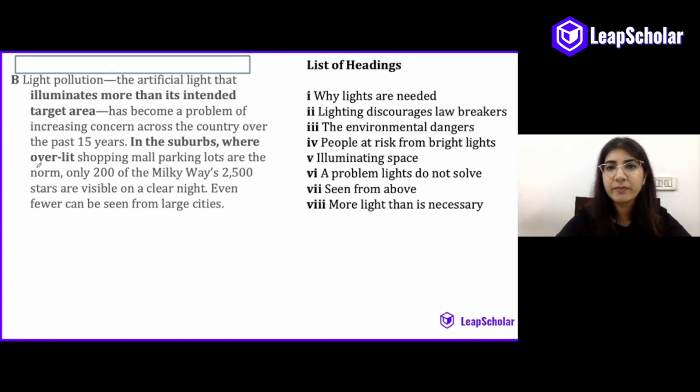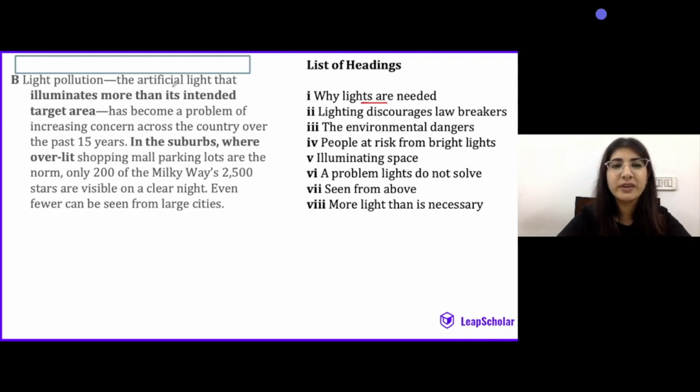All right, again, let's begin from the first heading. So, does this talk about the reasons that light is needed? So it does say that light illuminates some area, but then it doesn't talk about various reasons of why light is needed. Lighting discourages lawbreakers. So, in the first two sentences, no such thing is mentioned. The environmental dangers. So, no, it says that fewer stars can be seen, but that line is not in the first two sentences. People at risk from bright lights. No, this as well can be crossed out. So, illuminating space. All right. So, it does talk about illuminating some area. So, let's keep this aside and we'll come back to this.